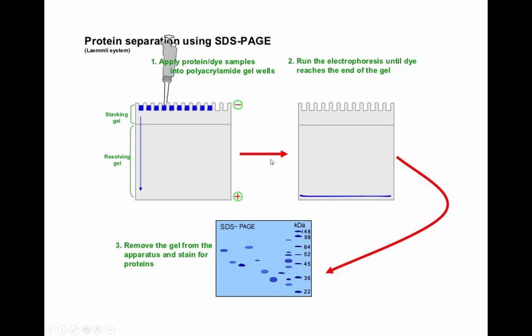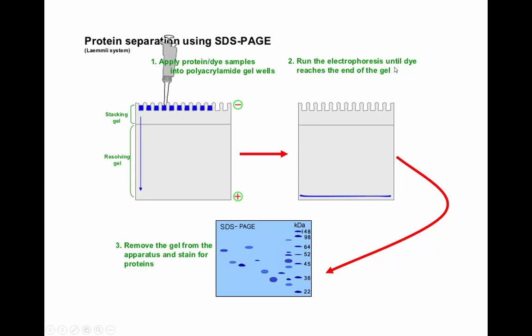Okay, so how does this work? Essentially we have treated our samples with SDS, we've denatured them, and we apply the protein with dye so you can follow the direction the proteins go. We apply them to these little wells in the gel here with a pipette. This is in the stacking gel, and the bottom part of the gel is what's called the resolving gel.